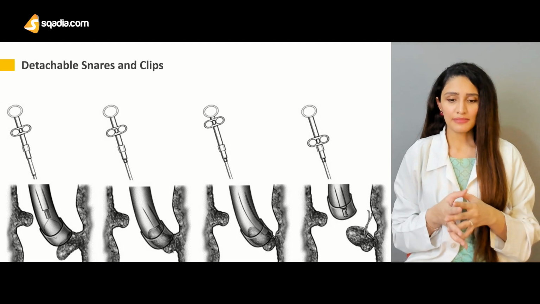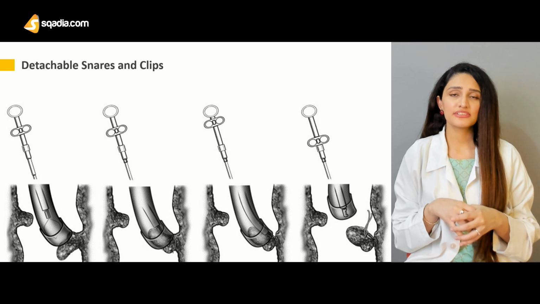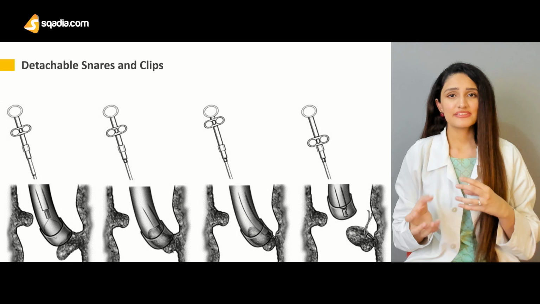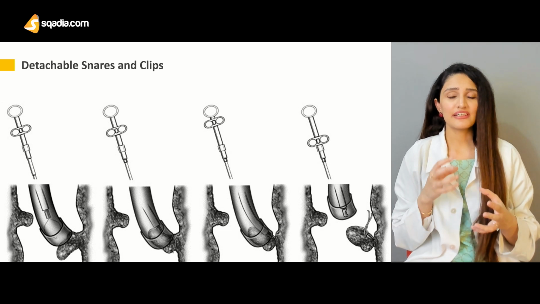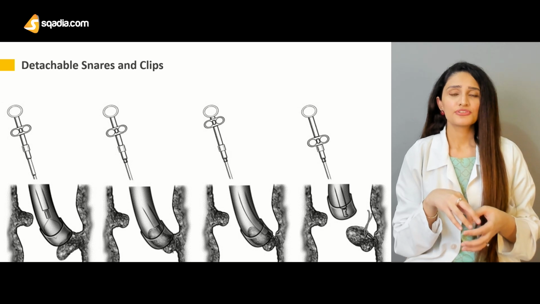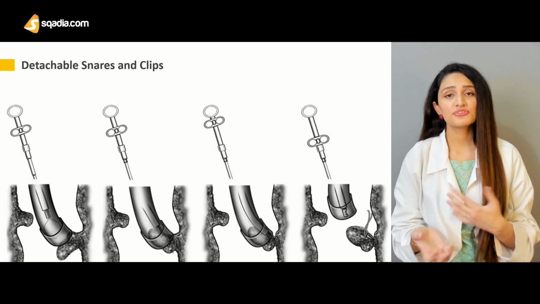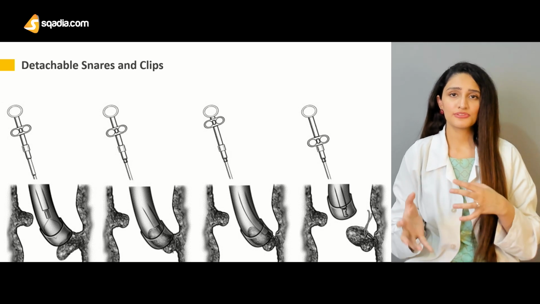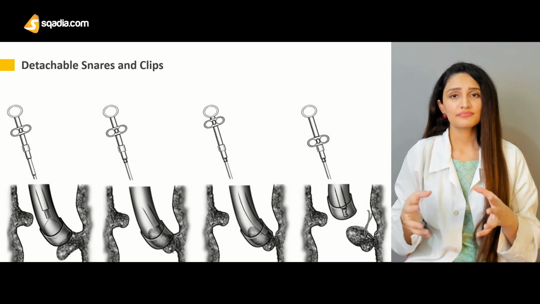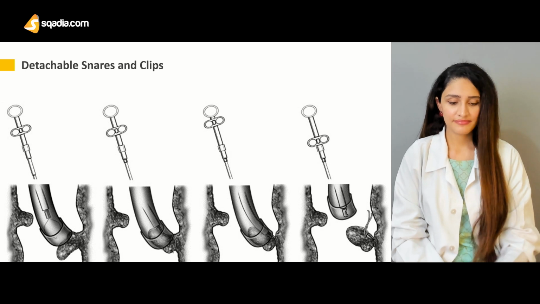What really happens is that it causes traction of the esophageal varices, and then there's detachment of the snare, and these snares are attached to the esophageal varices. So in the future, if we see the possibility of removing these snares, they are also detachable. So the snares and clips are also involved in the treatment of the esophageal varices.